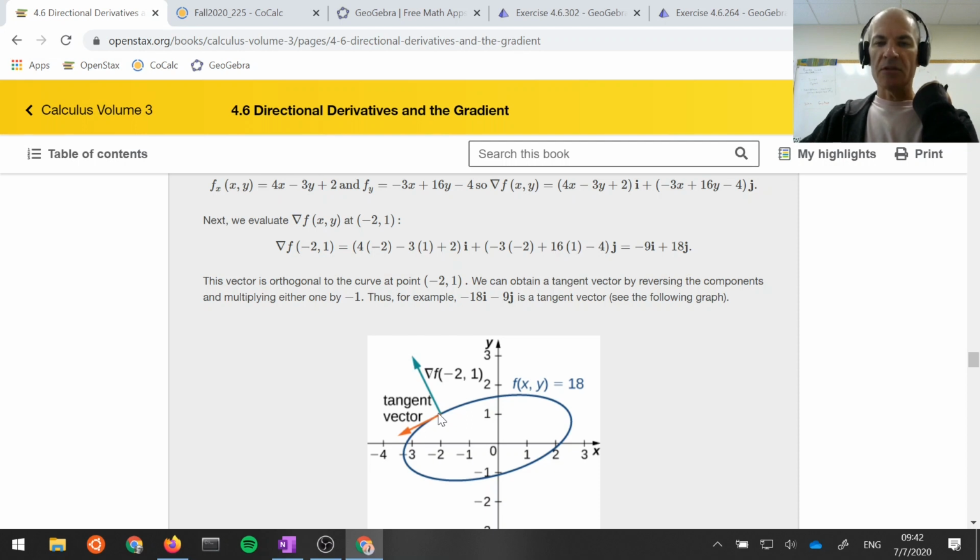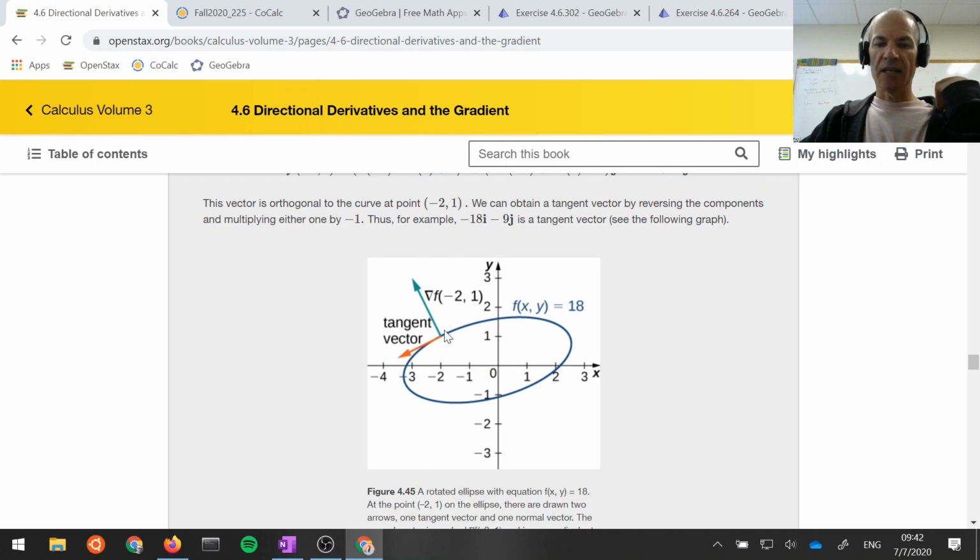If I want a tangent vector, what I do is switch these two components and change the sign on one of them. So we exchange the roles of -9 and 18, and we change the sign on the 18. We could have also changed the sign on the 9. That gives us a direction tangent to the level curve at this point.